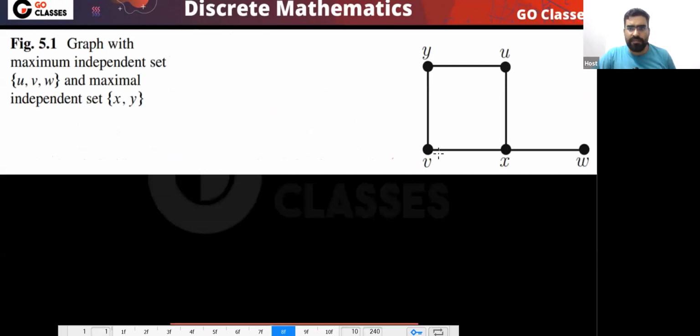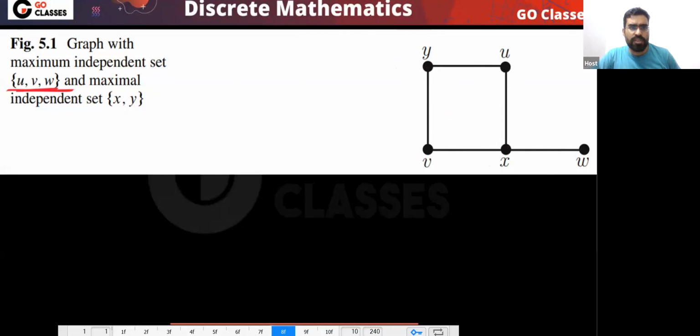Now tell me, in this graph, if you notice, this x comma y is a maximal independent set. Can you add something more? No. You can notice x comma y, they are non-adjacent. They don't have any edge between them. So this x comma y is an independent set because they are non-adjacent, but you cannot add anything more. So this x, y is maximal.